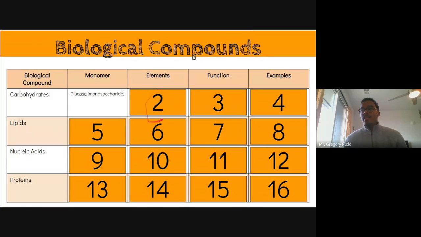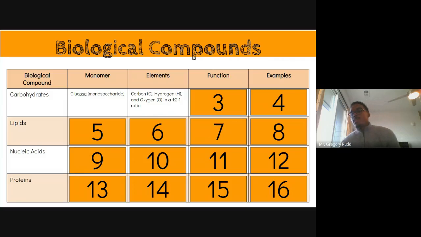Box number 2, what are the elements that make up carbohydrates? What elements make up carbohydrates? Now, there are 3 elements that are present in every biological compound. Can you give me at least one? Excellent, Alyssa. Carbon, hydrogen, and oxygen. Now, the special thing about carbs is that those elements appear in a 1 to 2 to 1 ratio. Thank you, Jessica. They appear in a 1 to 2 to 1 ratio.